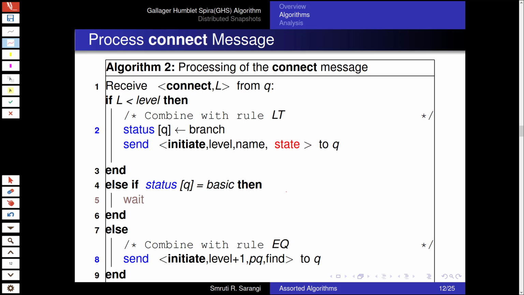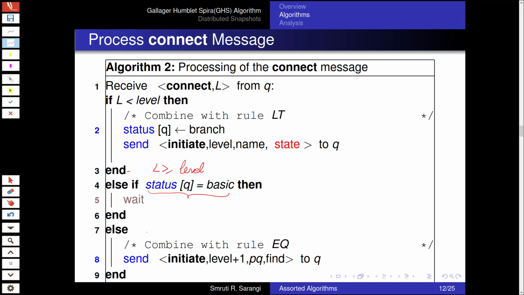So here, if you would recall, we had kept something open. We had said if the LT condition is not holding, so what could happen? If this is not holding, it means L is greater than or equal to level, right? Which is fine. This means that from the outside, a level is coming which is greater than or equal to my level. So now what I do is I look at the status of the edge. If the status of the edge is basic, then I wait. So what does this mean? This means that I have not made any decision about this edge, right? So even if I have sent a test message on this edge, I have technically not made a decision because I have not gotten any accept or reject. And so I have not made any decision, hence I wait.